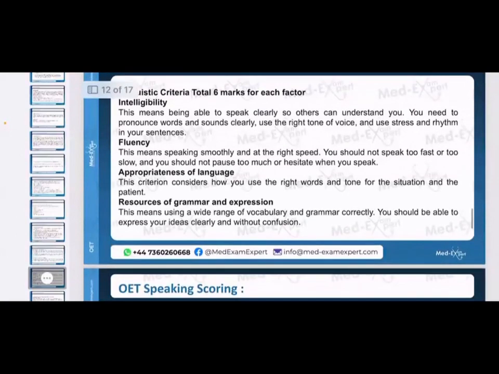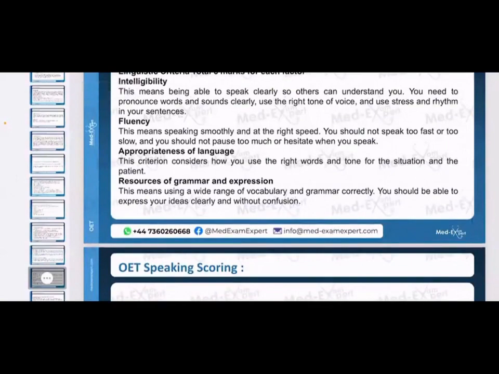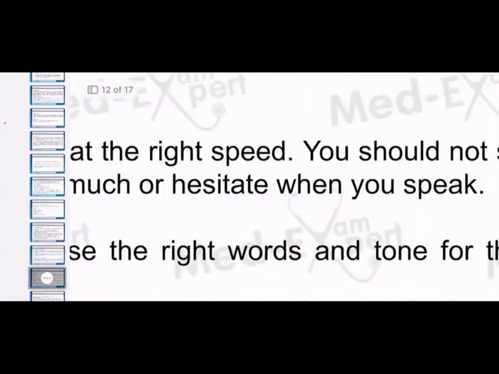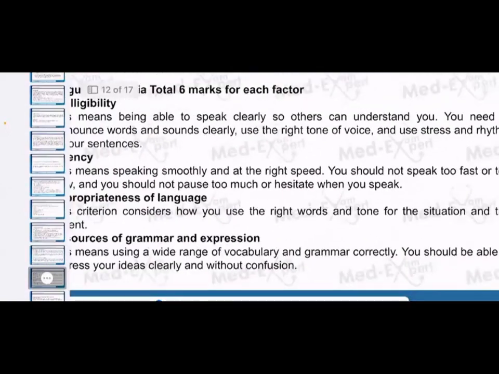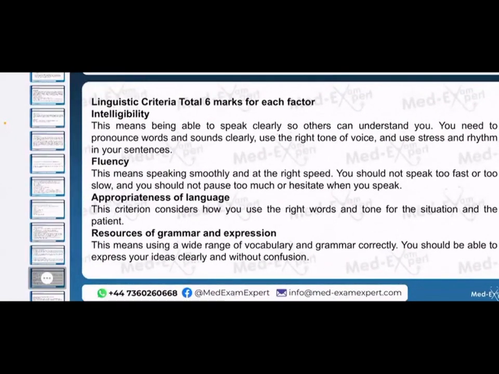For fluency, this means speaking smoothly and at the right speed. You should not speak too fast or too slow, and you should not pause too much or hesitate when you speak. For the OET speaking, this is an important point: hesitation when you speak. Whenever an aspirant is very hesitant to talk and uses filler buzzwords, it gives a very negative impression. So please be calm, be very confident, and talk with fluency.